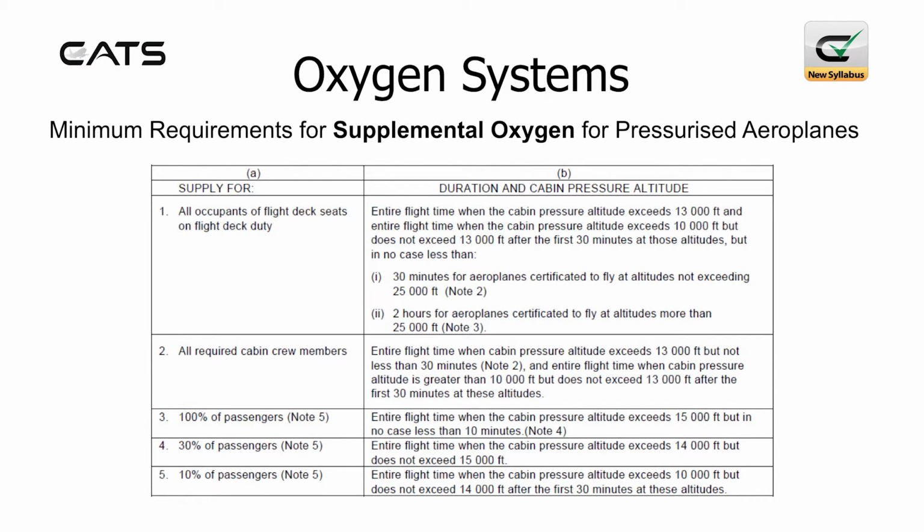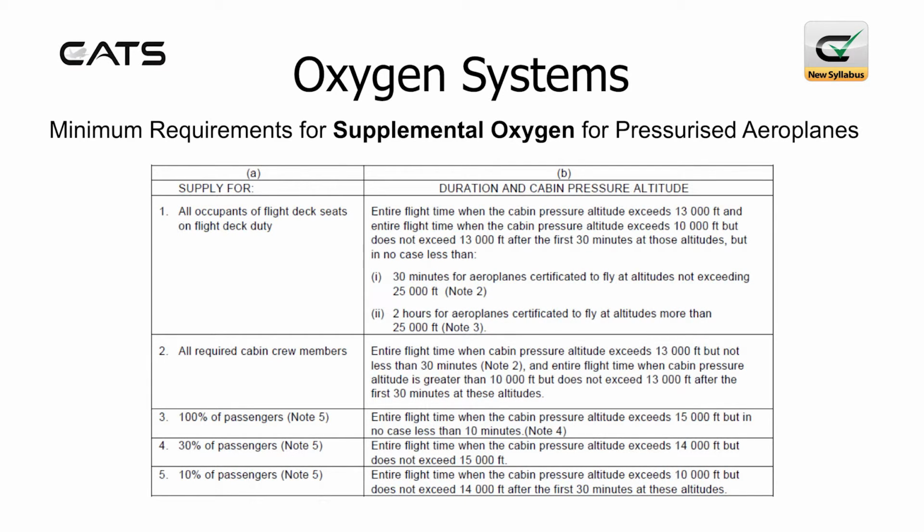When the supply is for all occupants of flight deck seats on flight deck duty, the duration and cabin pressure altitude are the entire flight time when the cabin pressure altitude exceeds 13,000 feet and the entire flight time when the cabin pressure altitude exceeds 10,000 but does not exceed 13,000 feet after the first 30 minutes at those altitudes, but in no case less than 30 minutes for aeroplanes certificated to fly all altitudes not exceeding 25,000 feet, or 2 hours for aeroplanes certificated to fly altitudes more than 25,000 feet.